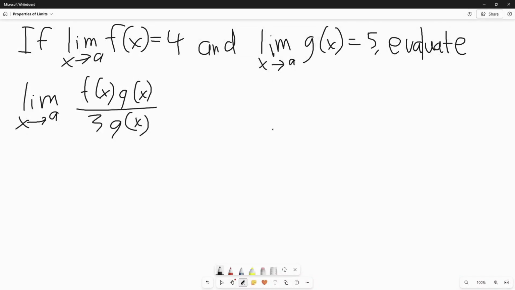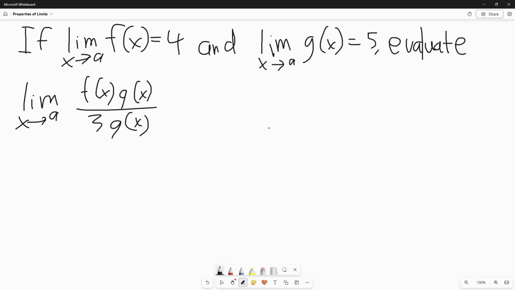Now, let's do another practice problem. If you think you know how to do this one, then pause the video and do it. This problem is pretty similar to the last one. It says if the limit as x approaches a of f of x is equal to 4, and the limit as x approaches a of g of x is equal to 5, evaluate the limit as x approaches a of f of x times g of x all over 3 times g of x. So the values for the limits of f of x and g of x are the same. They're 4 and 5 from the last problem.